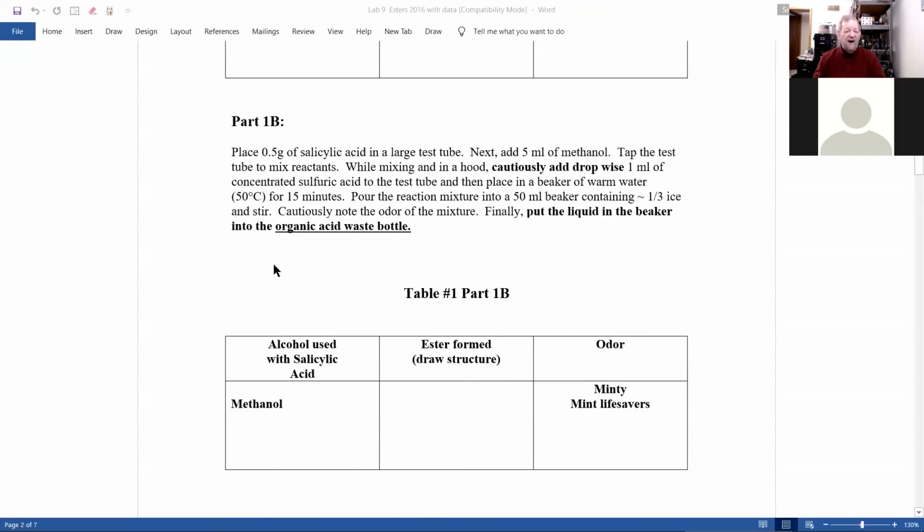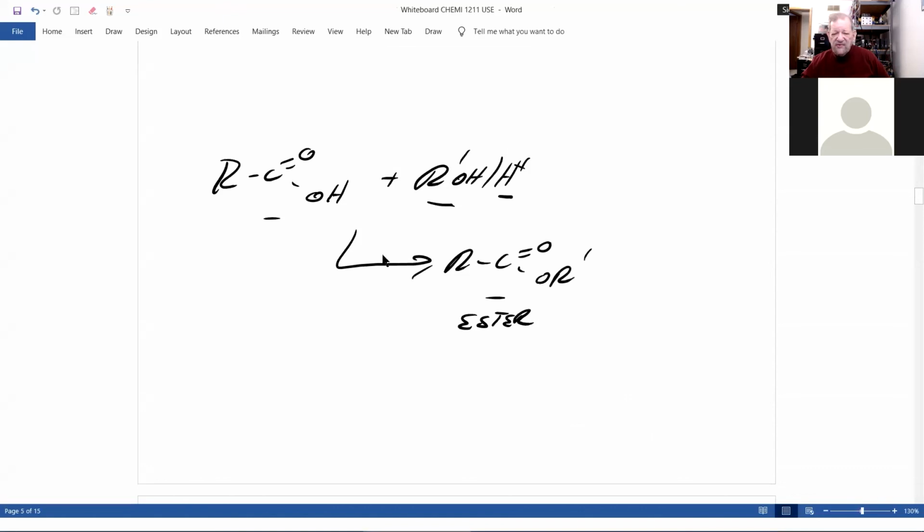All right, second one, you'll take salicylic acid and add 5 milliliters of alcohol. The acid is a carboxylic acid, 5 milliliters of methanol, and again, mix it, add sulfuric acid. And remember, let me explain, because I haven't really, in this reaction, H+ is an acid. And the normal acid we use in organic labs is sulfuric acid, H2SO4.